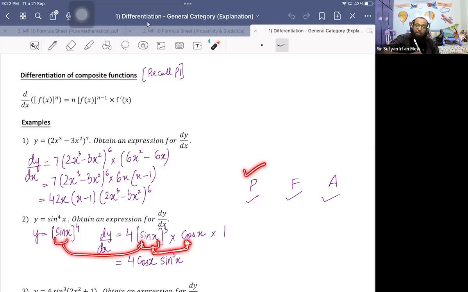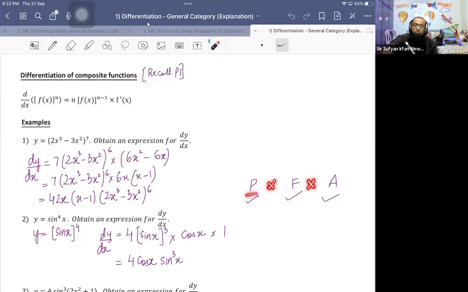And then at the end, we also have to differentiate the angle as we saw above as well. So the differentiation of x will be multiplied, and that is 1. That is why I have written PFA. P for power, F for function, A for angle. So first we deal with the power. Then whatever we get, we multiply that by the differentiation of the function. Then whatever we get, we multiply that by the differentiation of the angle.